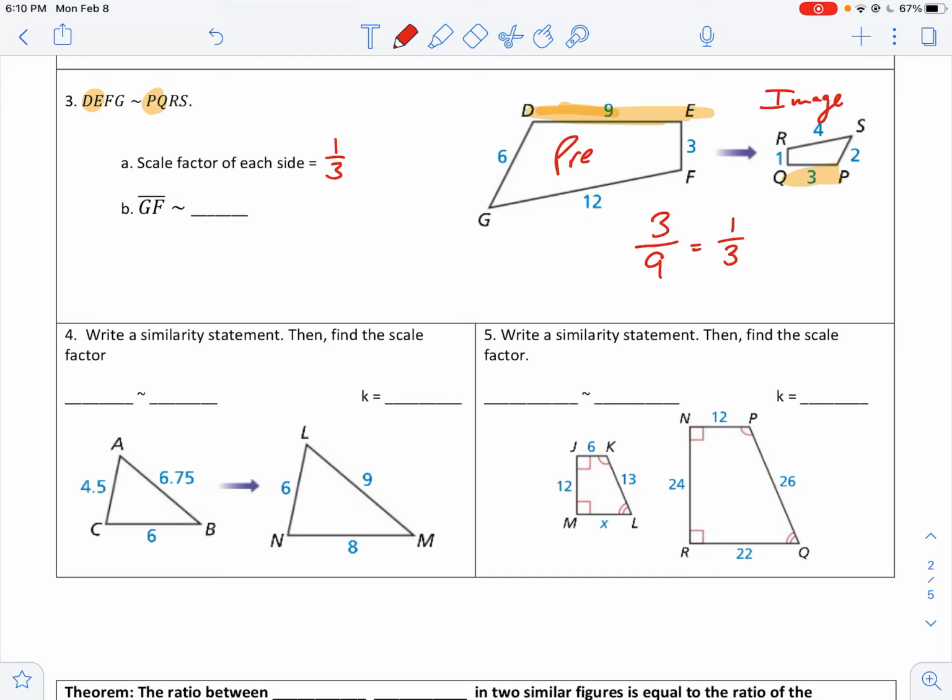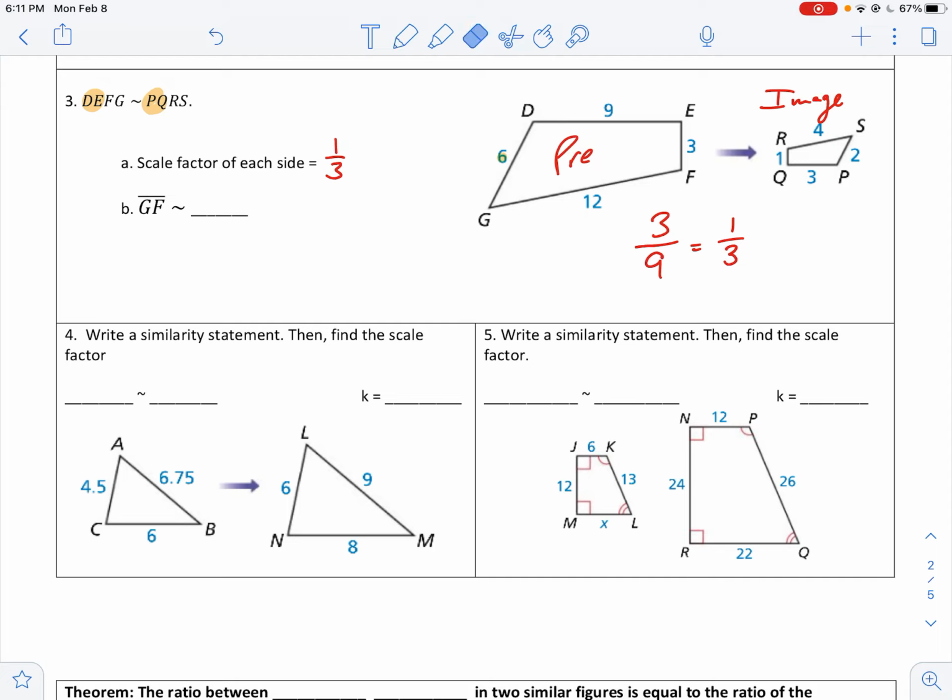So if you check this out, if I multiplied any side length here by 1/3, I would get the corresponding side length. So 9 times 1/3 is 3, or 6 times 1/3 is 2, or 12 times 1/3 is 4. So really what's going on here is I'm just dividing by 3 to get the image.